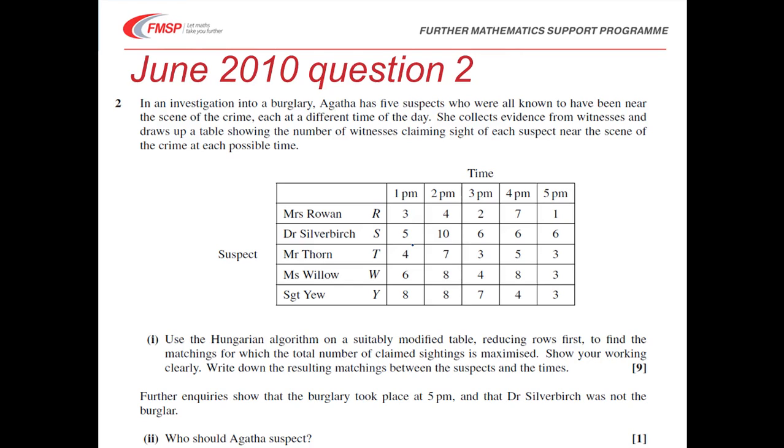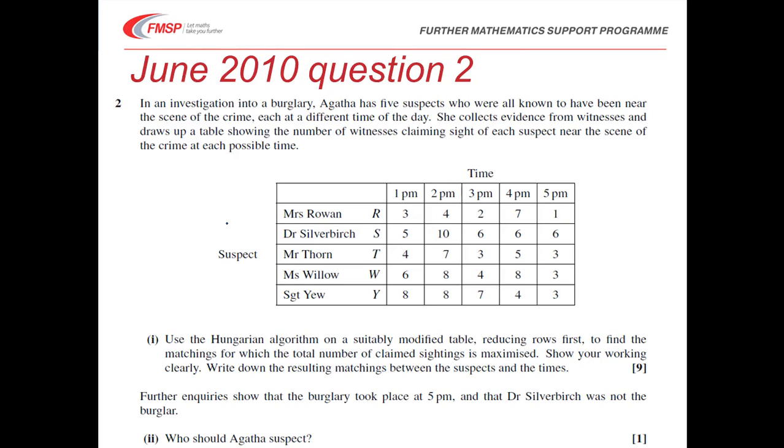So you've got an investigation into a burglary. Agatha has 5 suspects who were all known to have been near the scene of the crime, each at a different time of the day. She collects evidence from witnesses, draws up a table showing the number of witnesses claiming sight of each suspect. So you look at the table and you say, oh gosh, 10 of them saw Dr. Silverbirch at 2 p.m, which is interesting. So we've got the information there, so just check that you understand what it means.